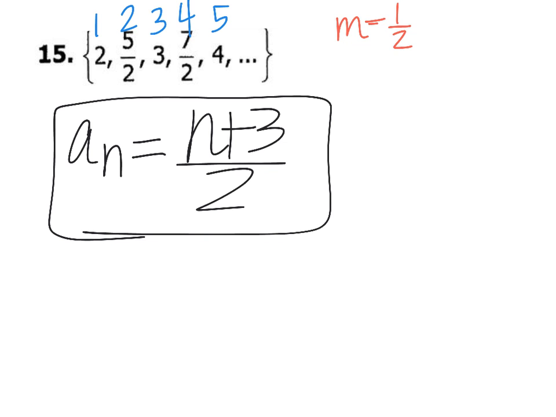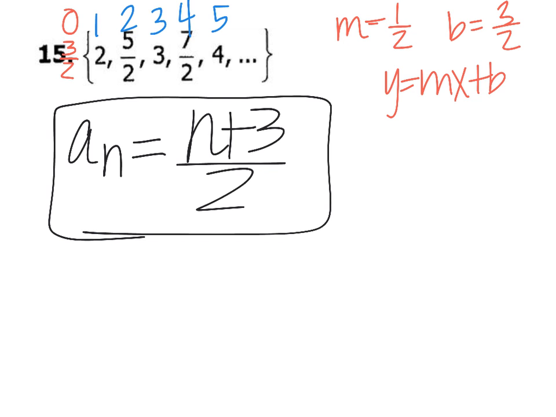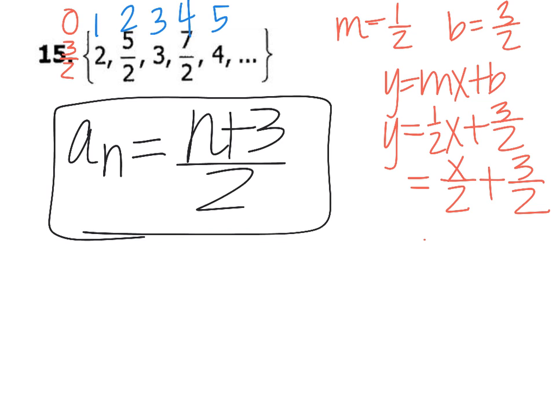Now, for our starting point, we would need the 0 term. If it's going up by 1/2, that means our starting value would be 3 halves, or 1.5. So our b would be 3 halves. If we plug this into y equals mx plus b, we get y equals 1/2 x plus 3 halves. We want to write this as a single fraction to make it a rule, so we change this to x over 2 plus 3 over 2, which becomes x plus 3 divided by 2.